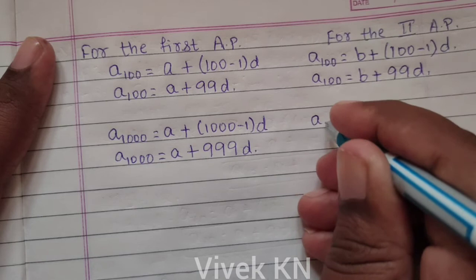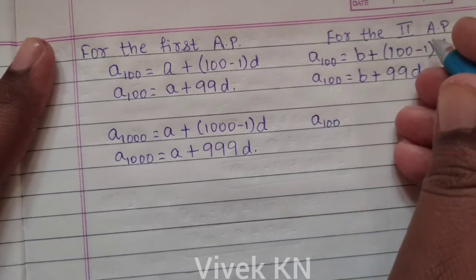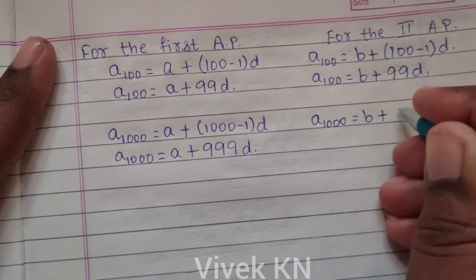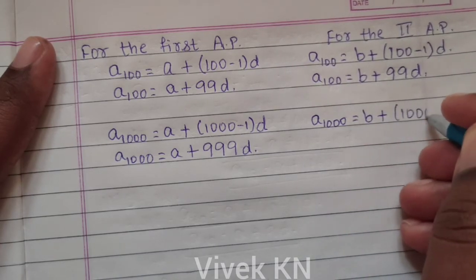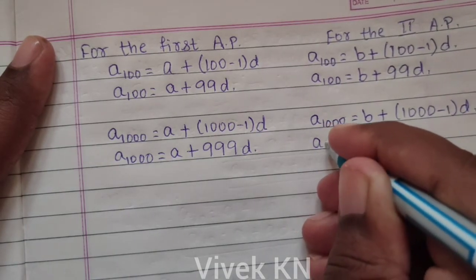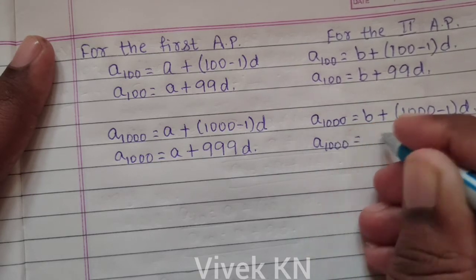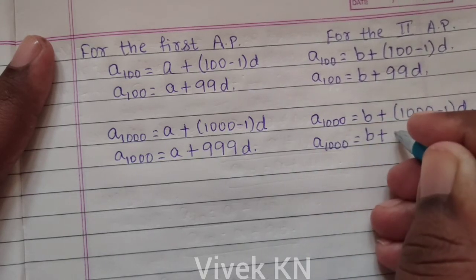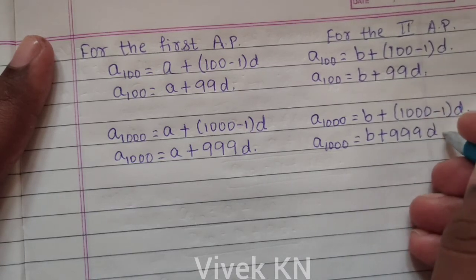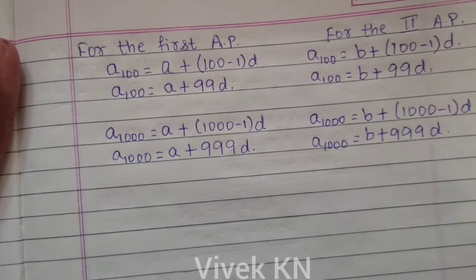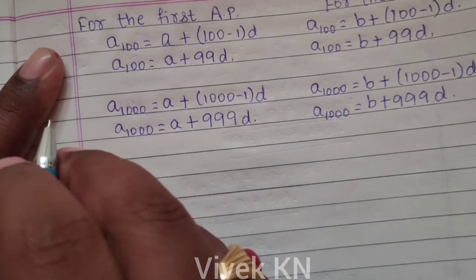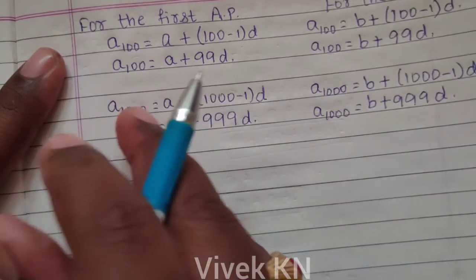Similarly, we have to calculate the 1000th term of the second AP, which is equal to B plus (1000 minus 1) into D. That is, a1000 is equal to B plus 999D. In the question, they have given the difference between the 100th terms of the two APs is 100.